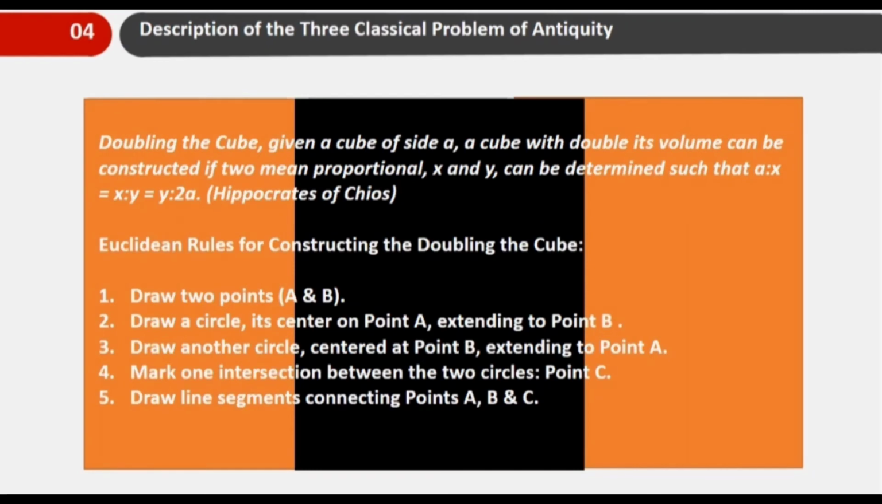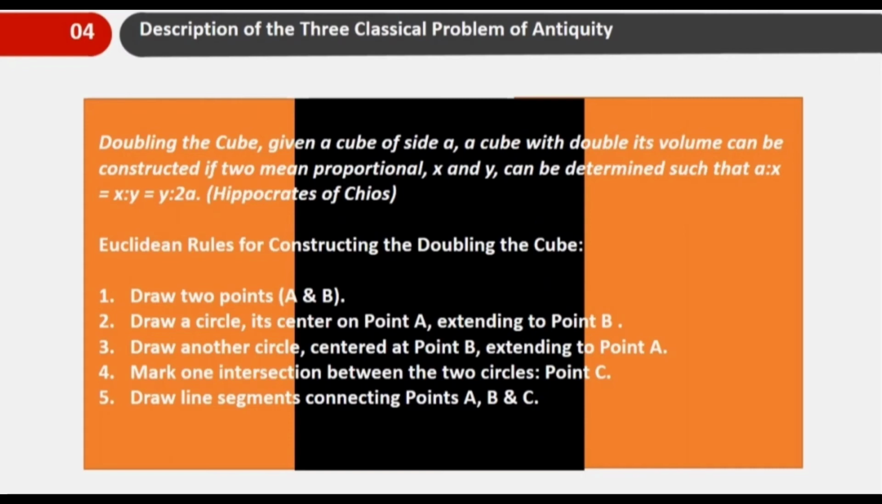Doubling the cube. Given a cube of side A, a cube with double its volume can be constructed if two mean proportionals, X and Y, can be determined such that A is to X equals X is to Y equals Y is to 2A. And this situation was formulated by Hippocrates of Chios. But with his idea, Euclid developed his own idea in constructing the doubling of the cube.